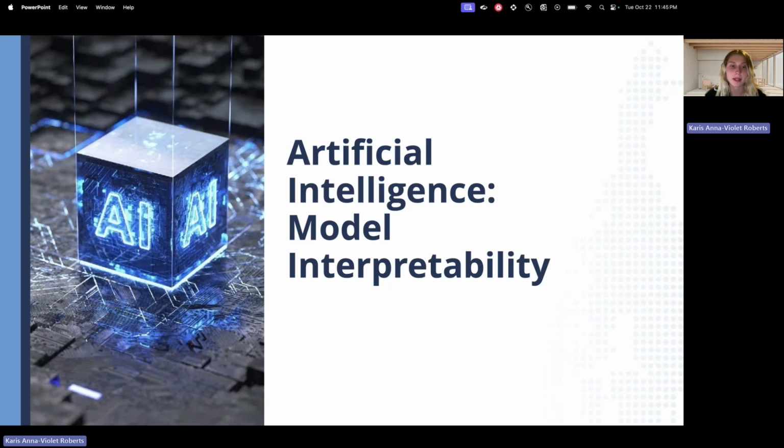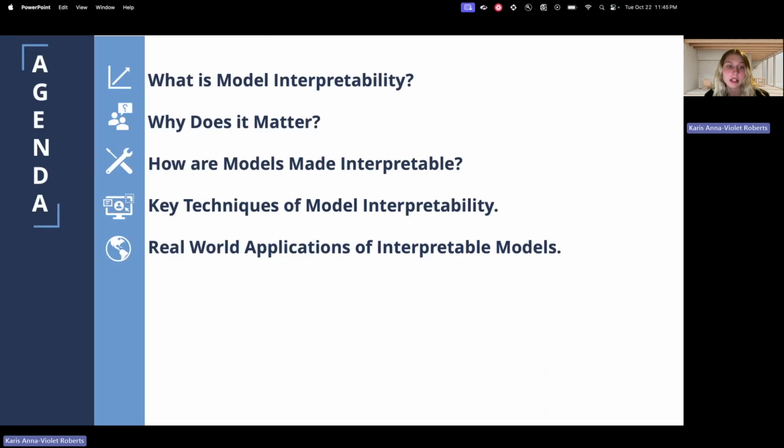I am going to cover the topic of model interpretability. We only have a short amount of time, so I will first explain what model interpretability is, why it matters, then how models are made interpretable, techniques used to make models interpretable, and some real-world applications of model interpretability.